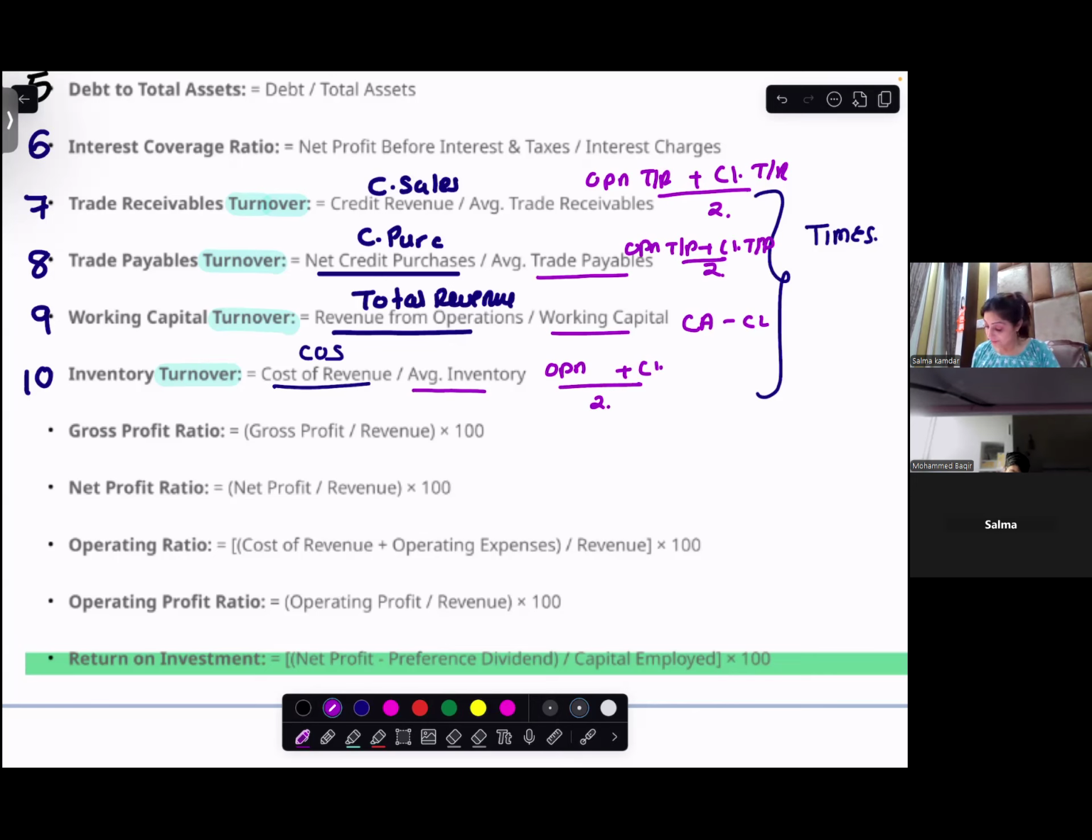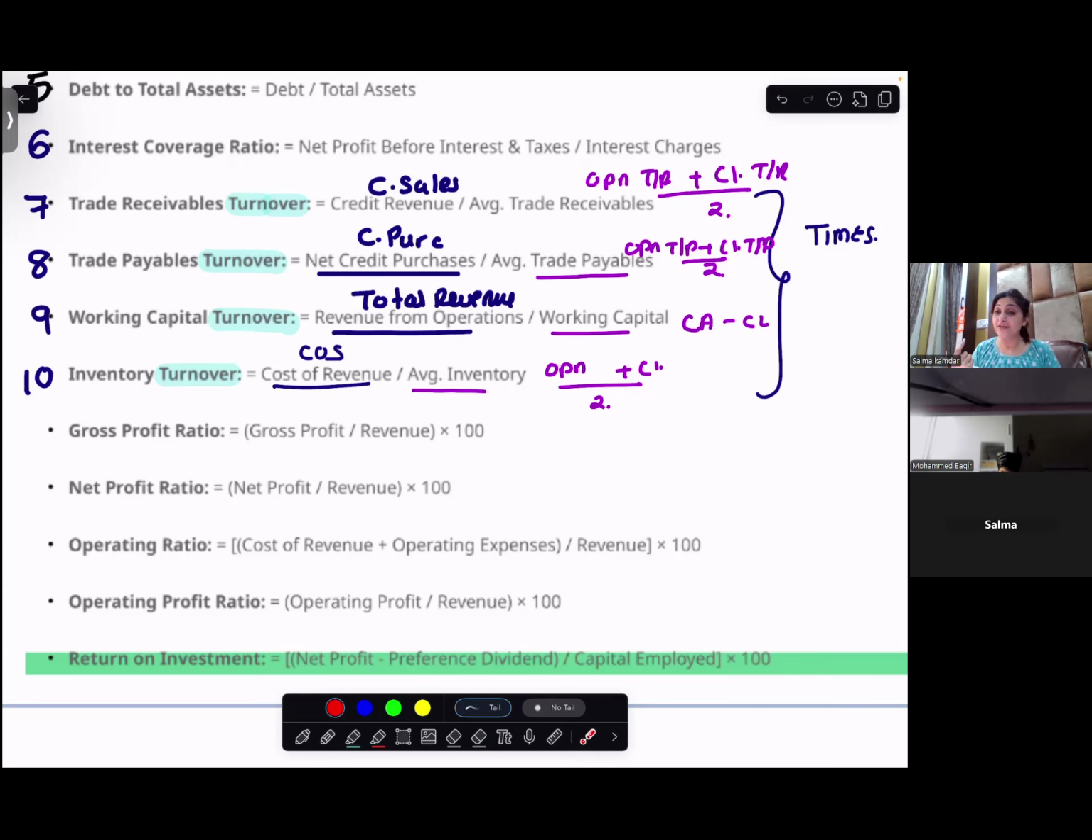So what does your trade receivable turnover ratio tell you? In a year, how many times you are collecting money from your trade receivables. What does your trade payable turnover ratio tell you? In a year, how many times you are paying your credit suppliers.